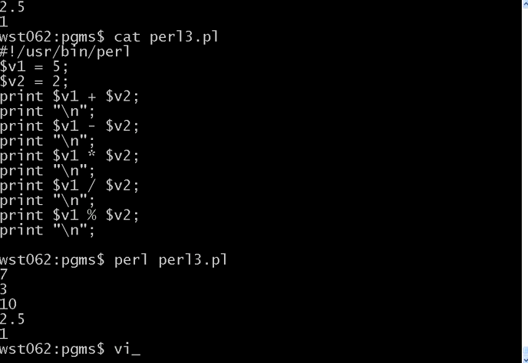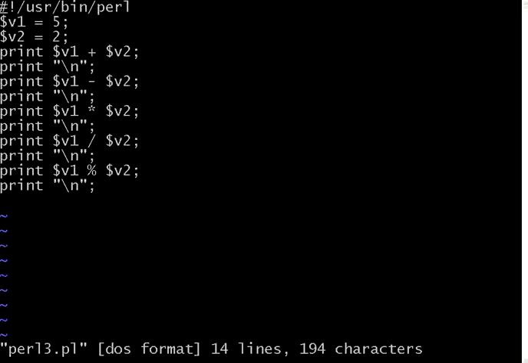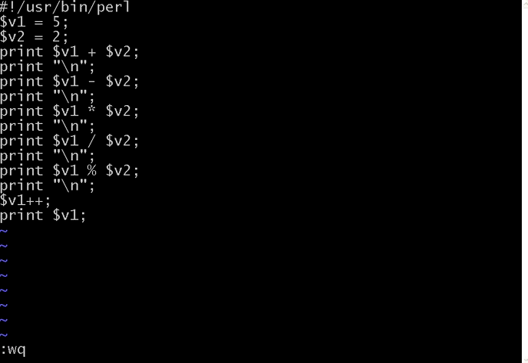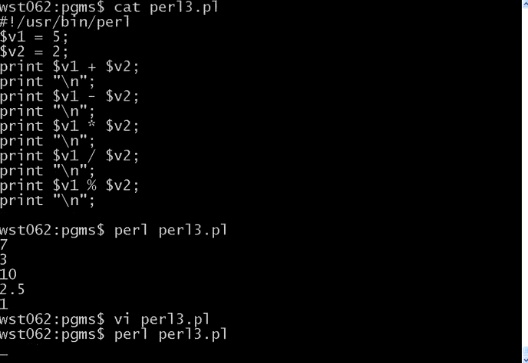You can also do pretty much like C, like additions. Let me show you. Perl 3.pl. Now $v1 plus plus, okay? Then I said print $v1. Okay? Let us see what happens.